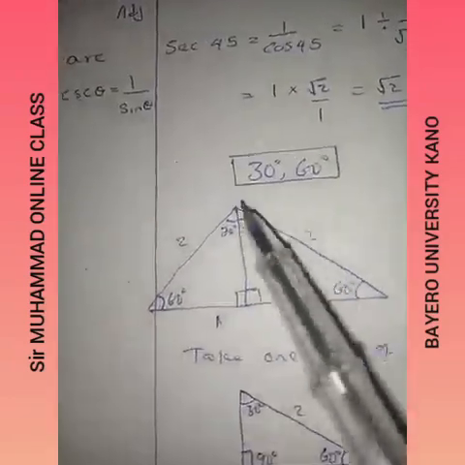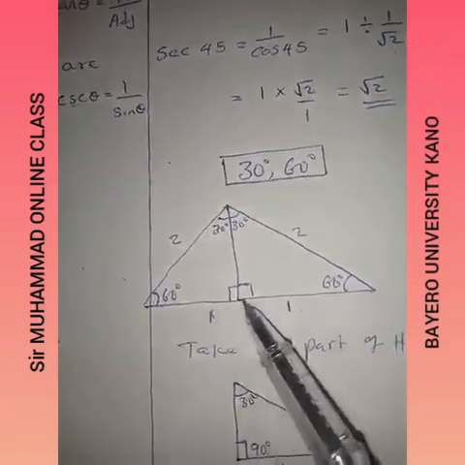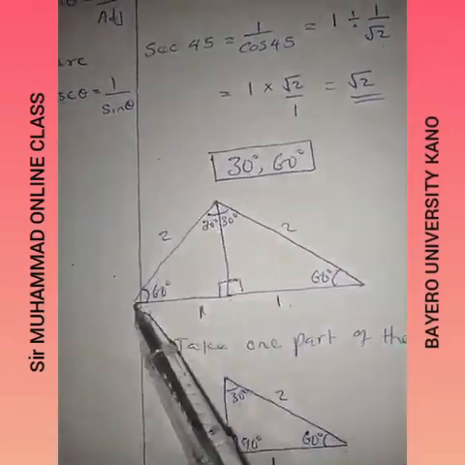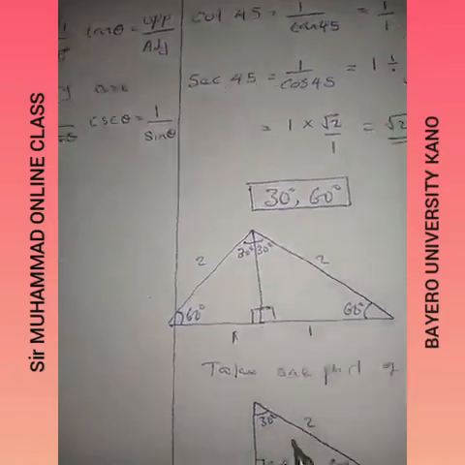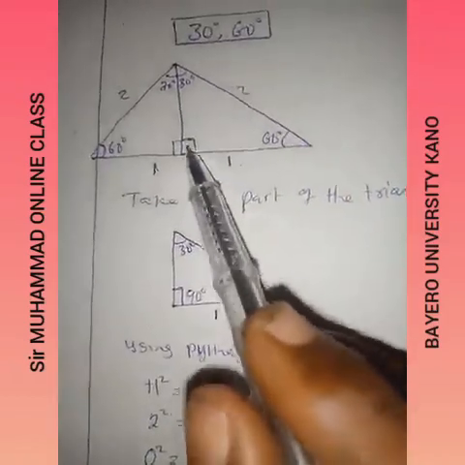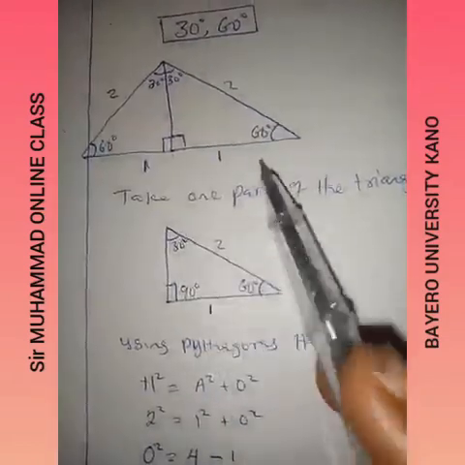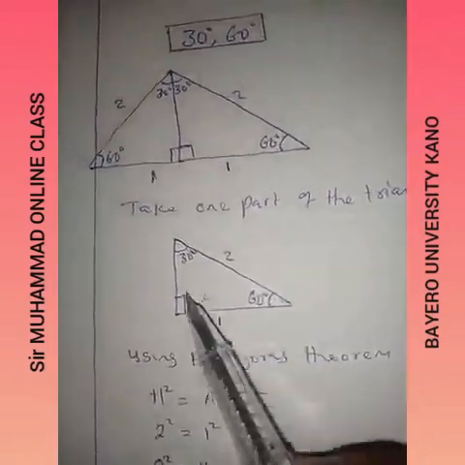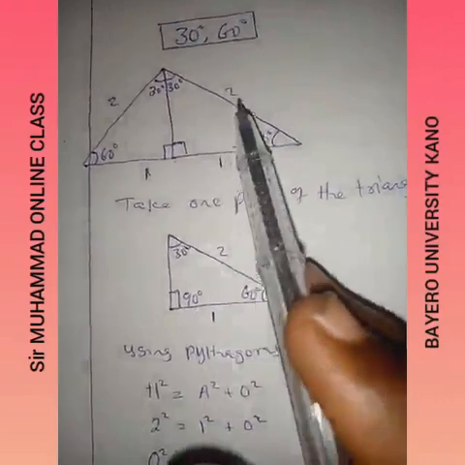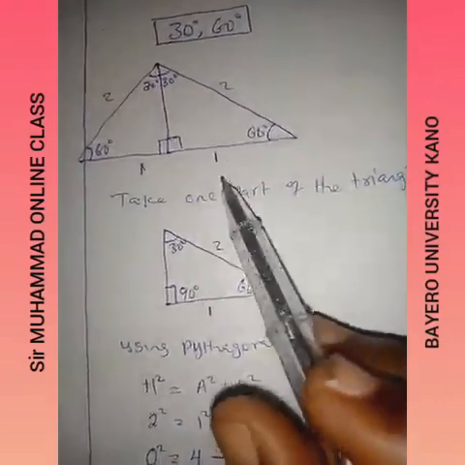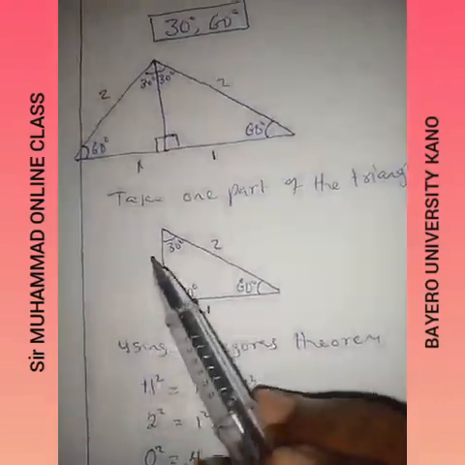So now carry one of the triangles out. If you carry out one of the triangles, we'll have something like this. Here is 30, 30. Here is 60, here is 60. And then this is our 90 degree. Here is 2, look at the 2. Here is 1, look at the 1. Then here we don't know the value.